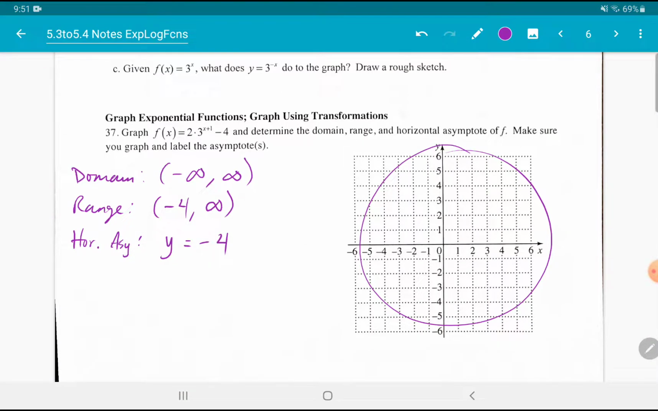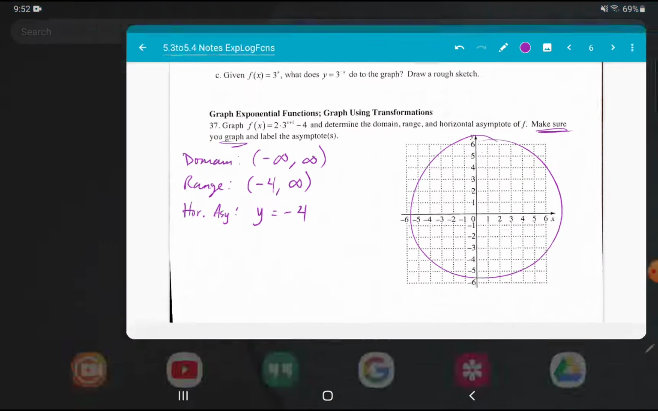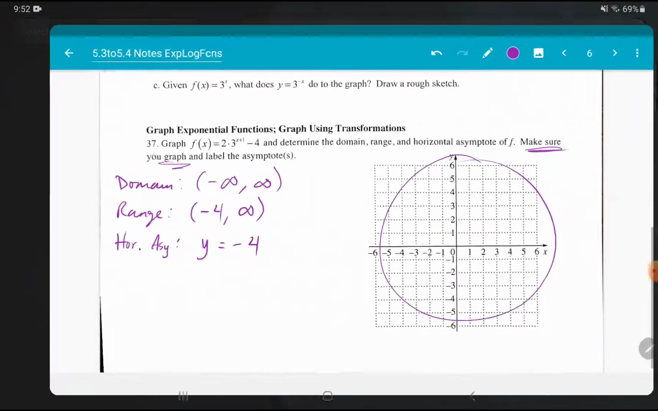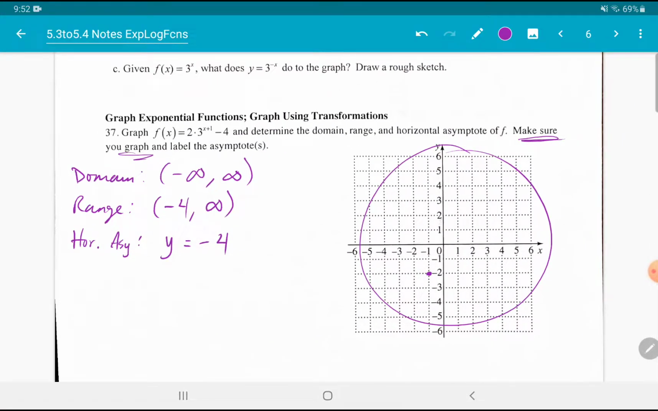One other thing that I would ask you to do: remember, make sure that you have the proper graph. In terms of the proper graph, you should have had your labels at -1, -2, and 0, 2, with the horizontal asymptote at -4. So your graph would have looked something like that. But when you did this in the video, make sure that you also draw the other graphs to show how you got to this final graph.